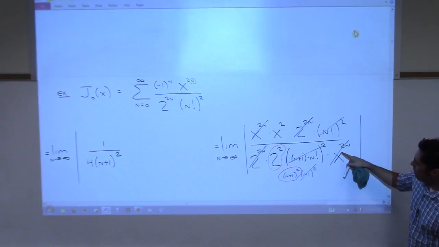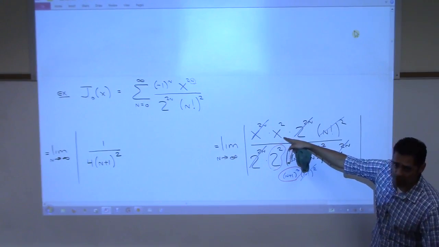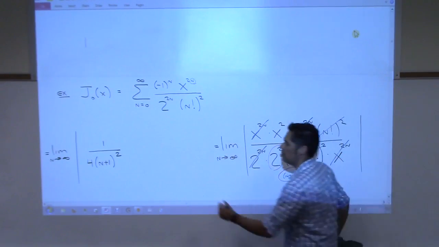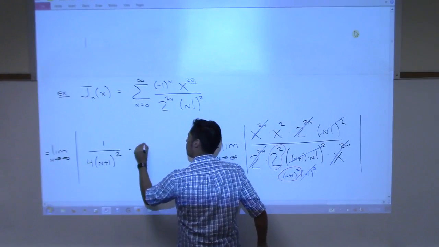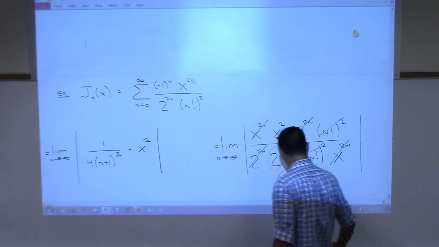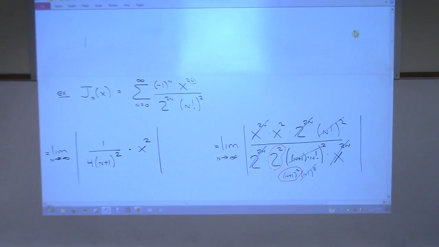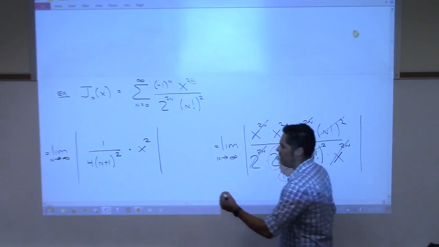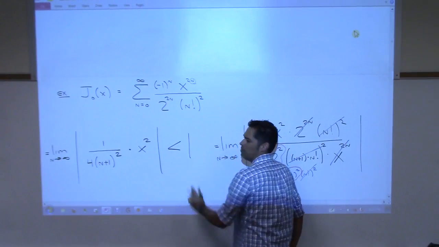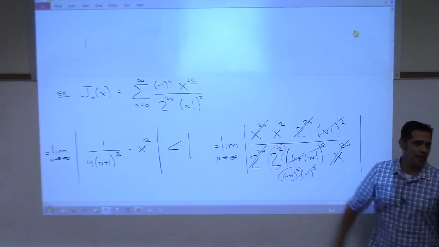Then I still have the x squared, but I'm going to keep it separated. So I'm going to say times x squared, absolute value. Yeah? Am I missing anything? Does that account for everything? Okay. Let's ask ourselves this question. What is it going to take to keep this less than 1? Because that's what I need for convergence, right?